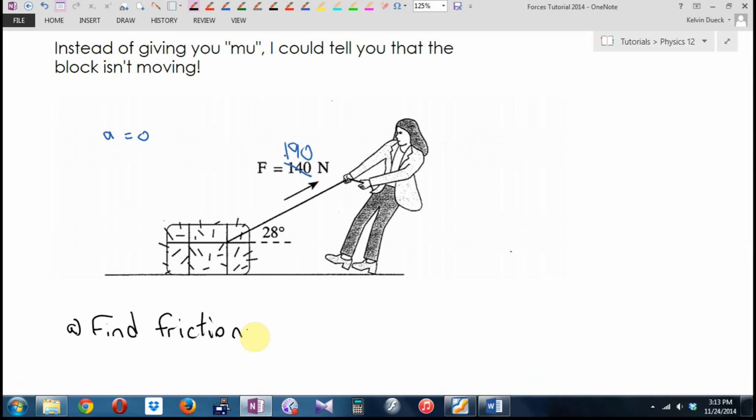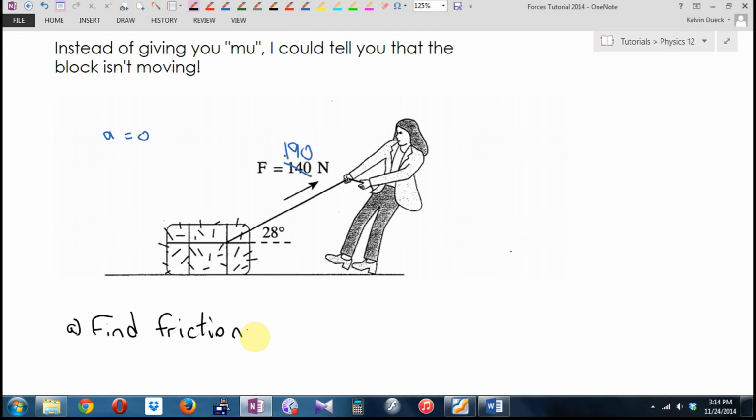Sorry? I can't hear. It's not moving. No, that would still work. There's something else. I can find the normal force. There's something else I haven't told you. What's mu? I haven't told you what mu is. In fact, a part B or C for this might be, tell me what the minimum coefficient of friction has to be for this not to be moving.